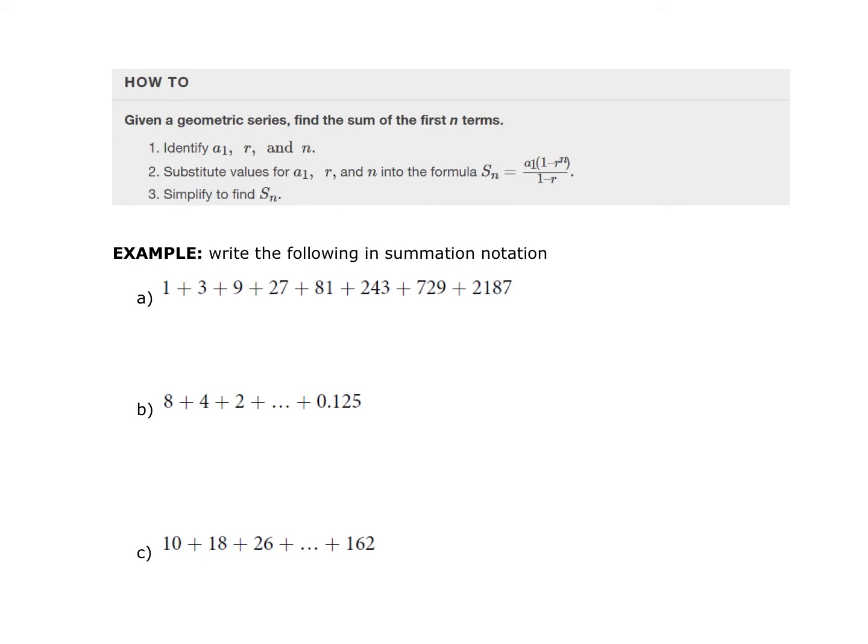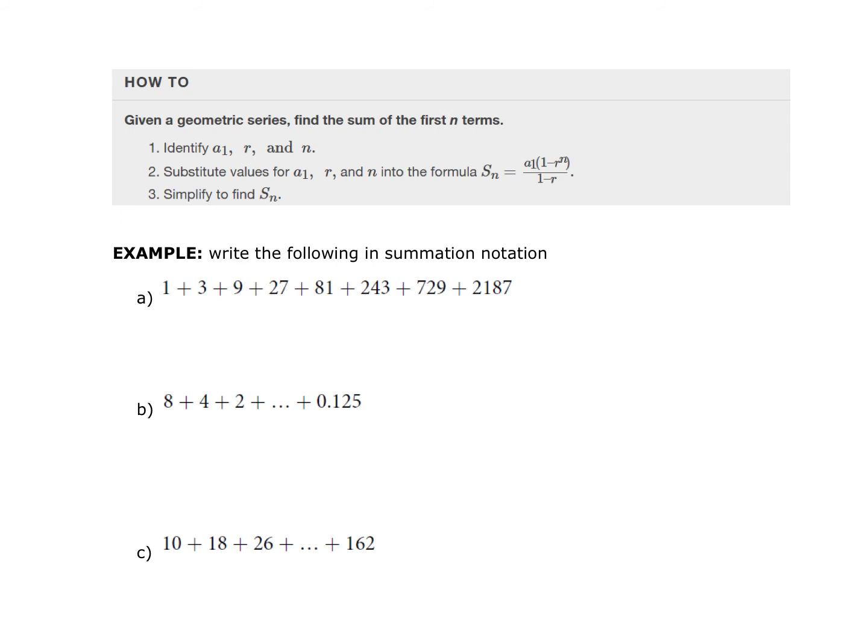Now, if we are asked to write this as summation notation, they're not asking me to find the sum, they're just asking me to find the summation notation. The first thing I have to do is figure out what kind of series this is. Is this geometric? Is this arithmetic? Or is this something totally different? So the first thing I always do is look to see if I have a common difference between these. So if I'm looking at this, I went +2, then +6. Oh, I don't have a common difference. So it is not arithmetic.